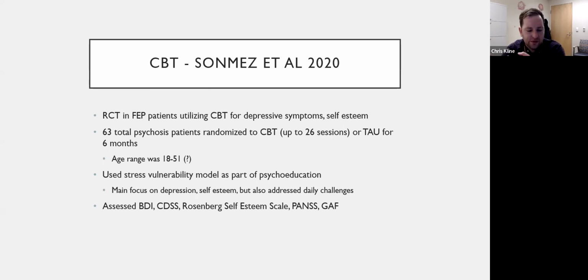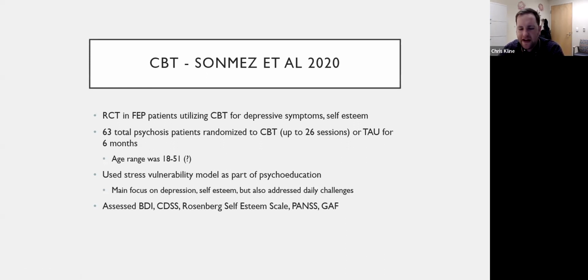The reason I include this one is that they specifically note using the stress vulnerability model to explain psychosis symptoms as part of their psychoeducation component to their CBT. And they also looked at signs of negative affect, like depressive symptoms and self-esteem, which we hypothesized previously is at least driven in part by stress intolerance. I put a question mark next to the age range, which I thought was kind of strange.